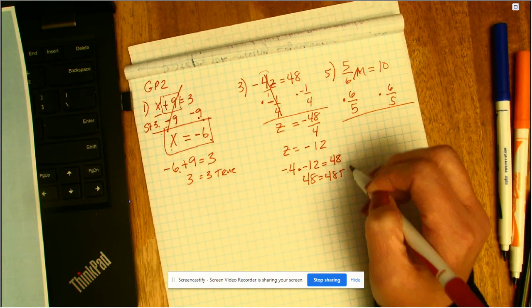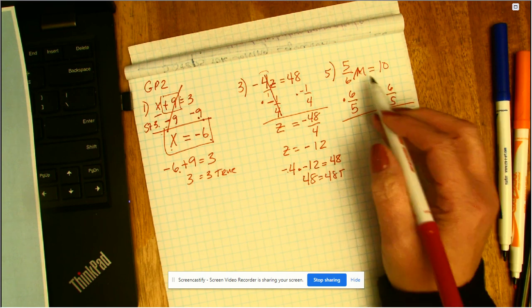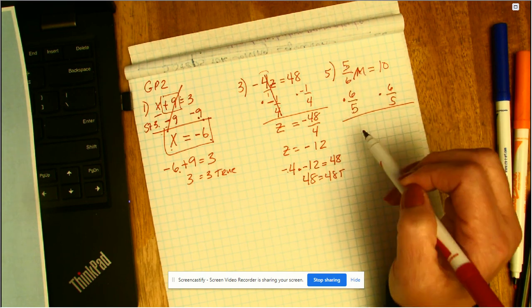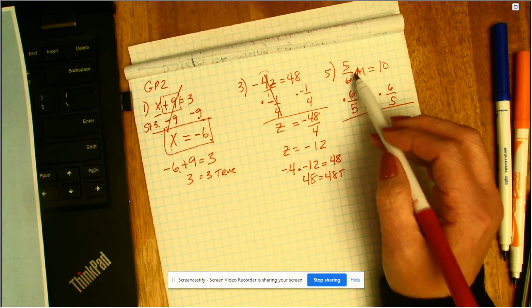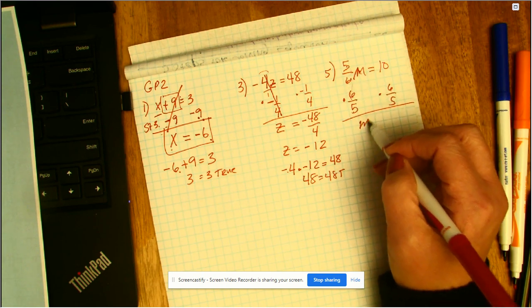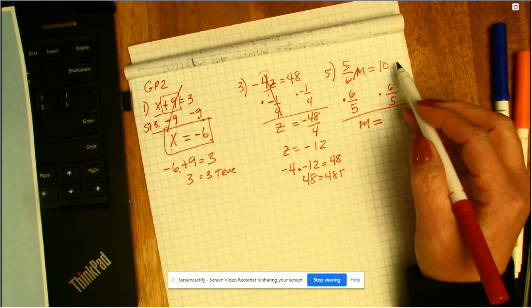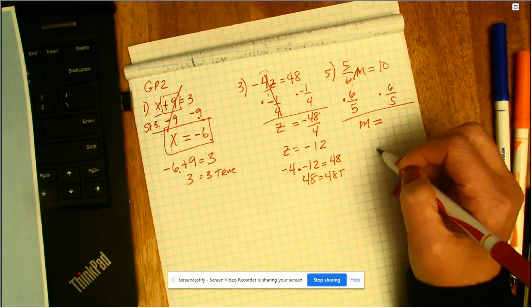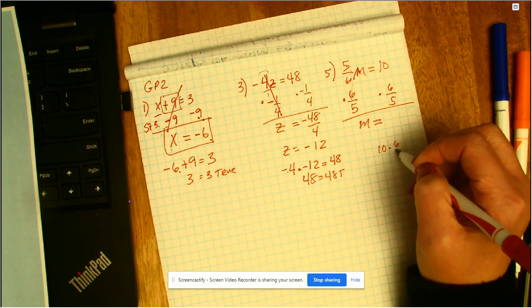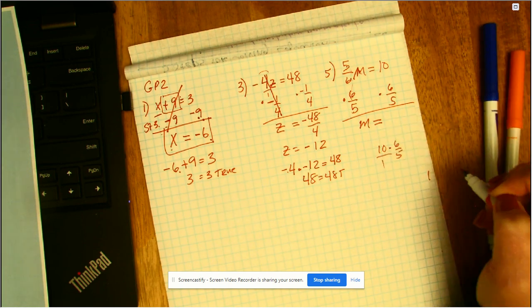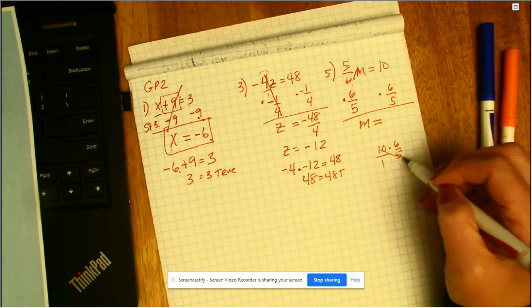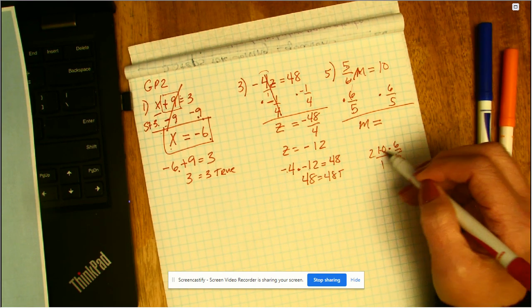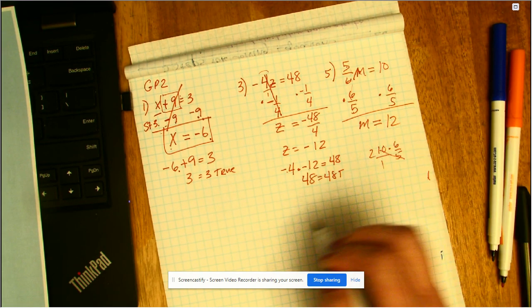Now I'm going to multiply both sides by that. Over here, 5 divided by 5 is 1. 6 divided by 6 is 1. So this winds up to be 1m. Over here, I wind up with something that looks like this, 10 times 6 over 5. If I put that 10 over 1 and I apply the fraction rules here, I can cross this out to be 2, and 2 times 6 is 12.